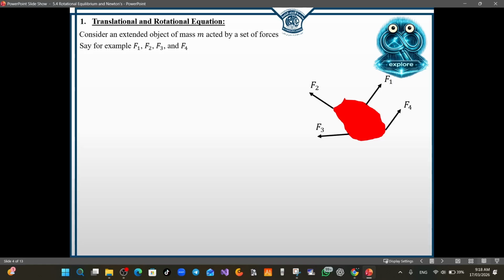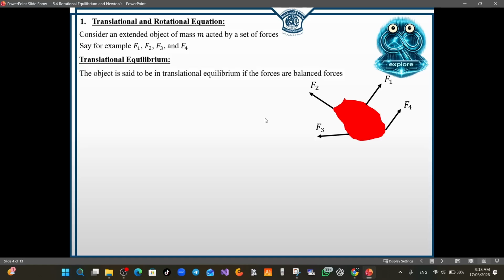Now, in physics, an extended object can respond in two ways. It can translate, meaning move from one place to another, and it can rotate, meaning turn about some axis or pivot. So, to fully analyze the motion of an extended object, we need to check both.